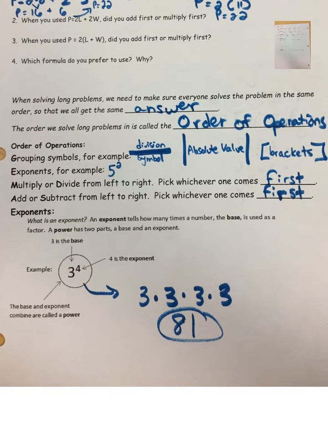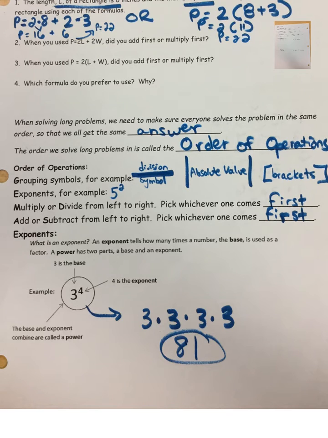What is an exponent? Just to review, an exponent tells us how many times a number, or the base, in this case the 3 is the base, is being used as a factor. How many times is the 3 being multiplied? An exponent or a power has 2 parts, the actual base itself, and then the little number in the corner is actually the exponent. 3 to the 4th power is actually 3 times 3 times 3 times 3, which is 81.